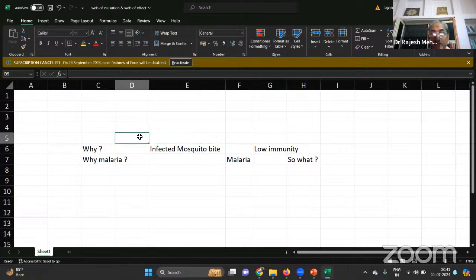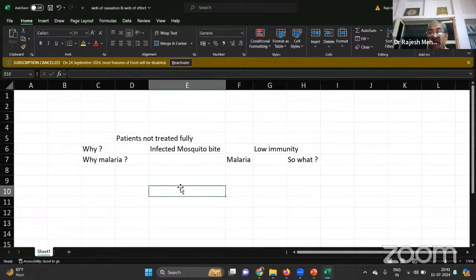There will be a bifurcation of these two: infected mosquito bites. Why infected? Because patients are not treated fully. That's one reason. Why? Because then only will the mosquito be able to take the falciparum parasites from somewhere.